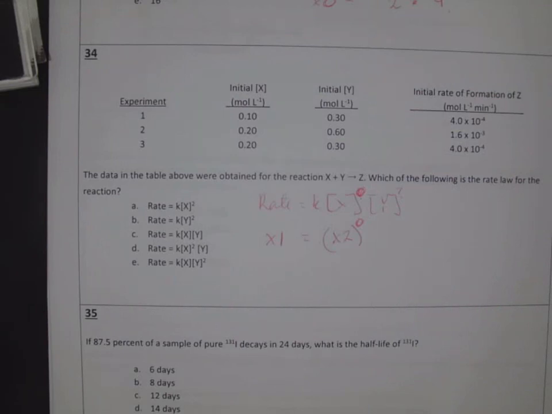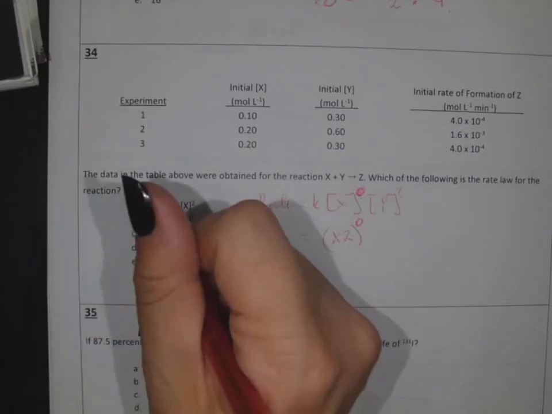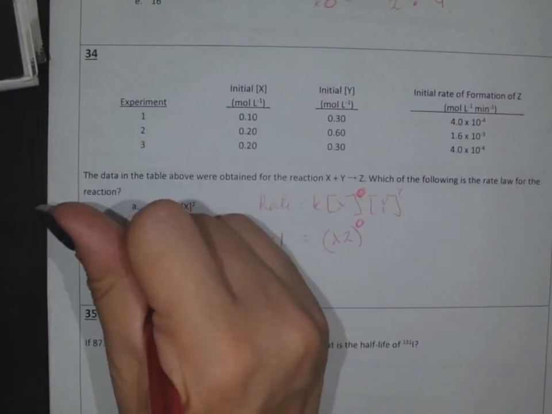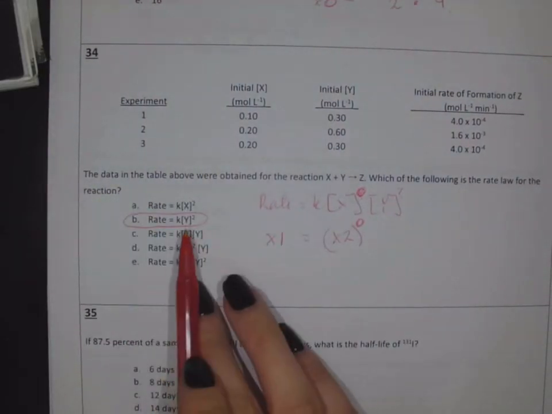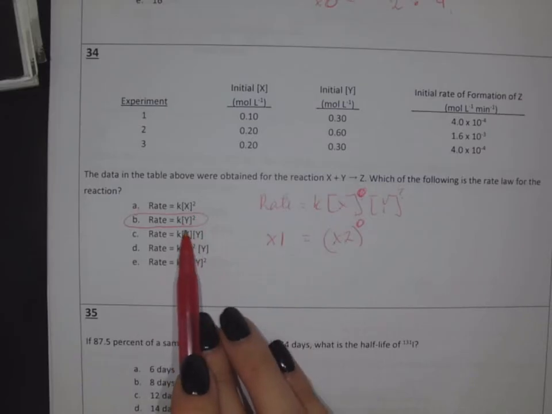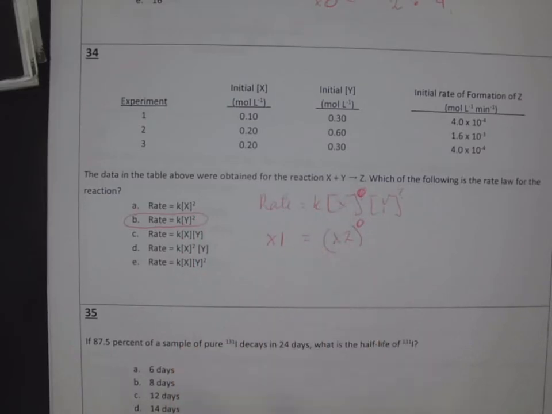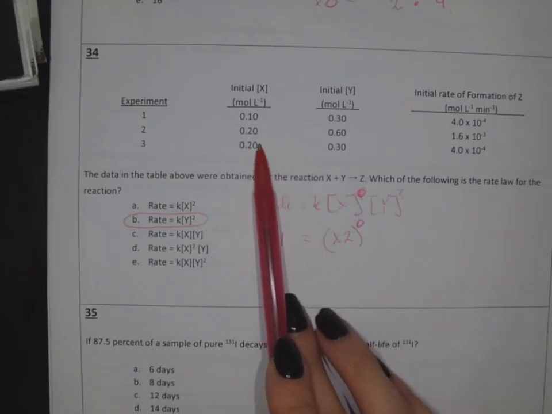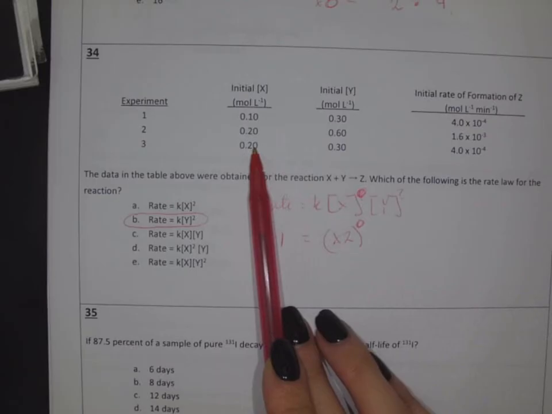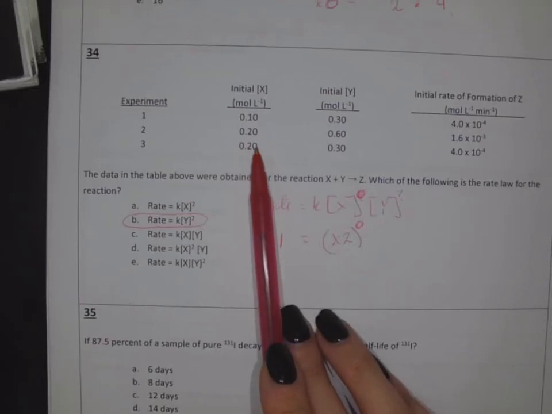And so from that alone, I already know my answer is B because it's the only one that doesn't have X. This is X as second order. This is X as first order, second order, and first order, not as 0 order. Now, what is Y? Let's check. I need to pick 2 rates where X stays the same so that it's not impacting this change in the rate. So that would be trial 2 and trial 3.